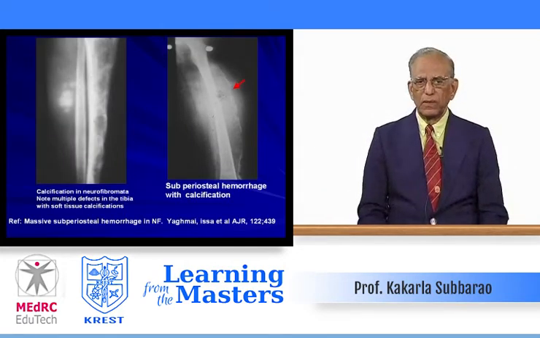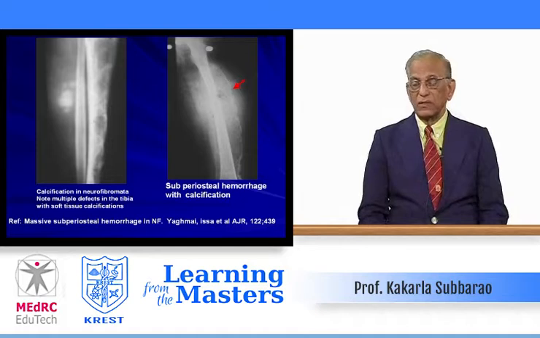On your left, the tibia of the lower limb, calcifications in neurofibromatosis. It's rare, but can occur. Of course, the brain we have already described, but in the soft tissues, in the peripheral skeleton also, you may see the calcifications. And of course, multiple intraosseous defects.